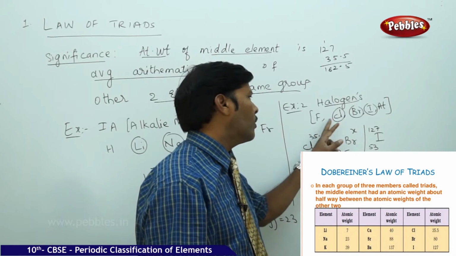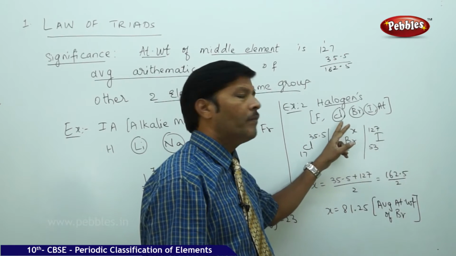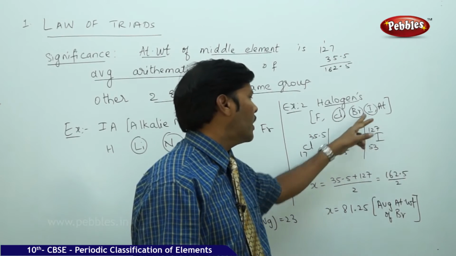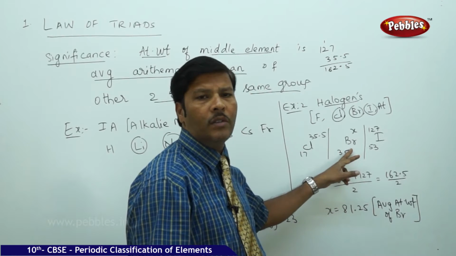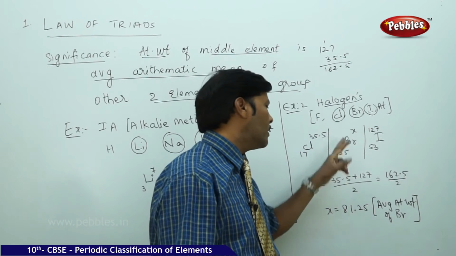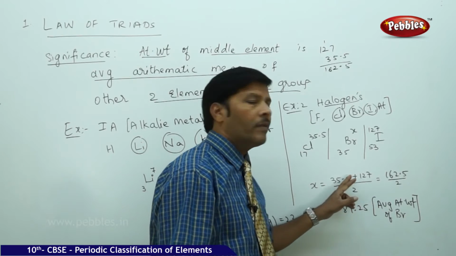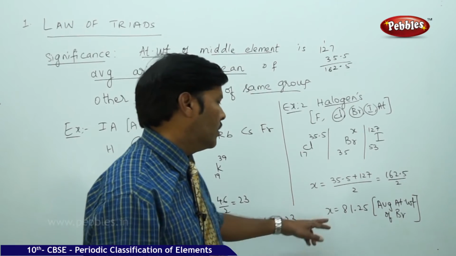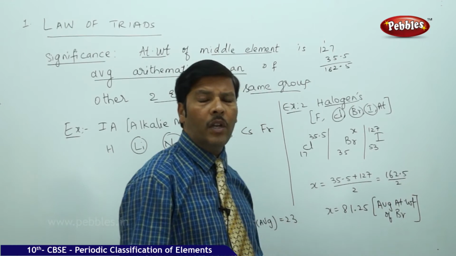Similarly, among halogens, fluorine, chlorine, bromine, iodine and astatine, we are picking three elements: chlorine, bromine and iodine. Here bromine is the middle element, so the atomic weight of bromine is the average atomic weight of the other two elements. So 35.5 plus 127 divided by 2. After simplification, it's going to be 81.25.